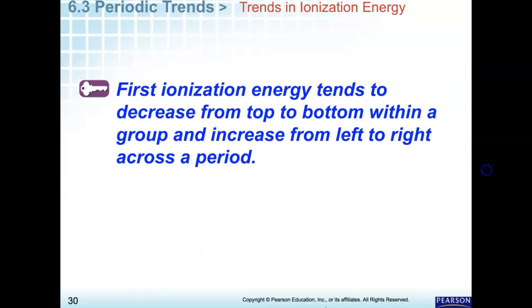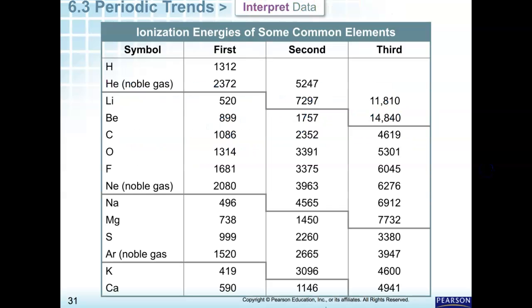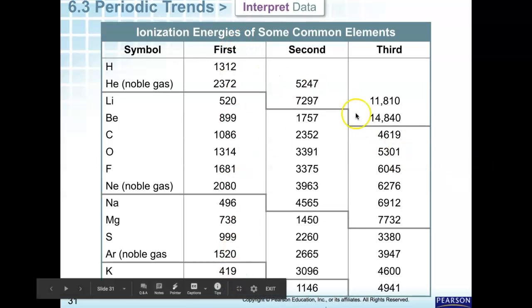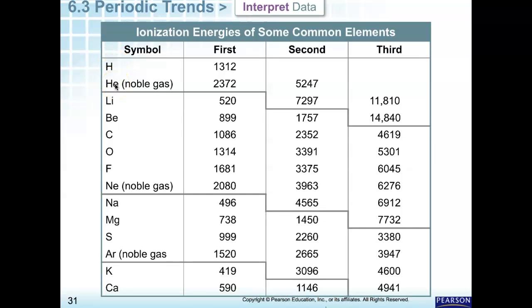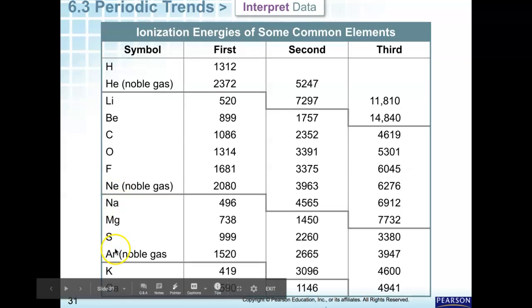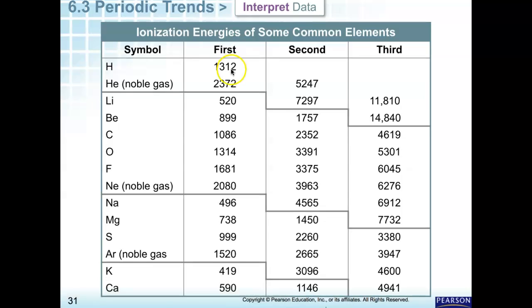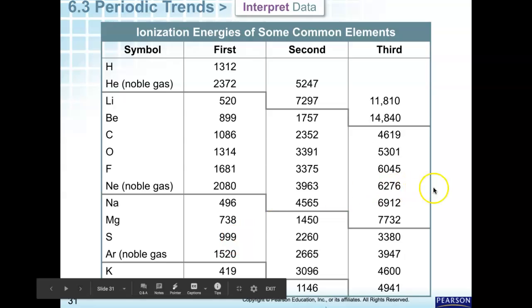So let's move on. The first ionization energy tends to decrease from top to bottom within a group and increase from left to right. When I look at this chart, we're only going to consider the first ionization energy. You can see that hydrogen and helium are in the same period. Lithium through neon, same period. That's the second period. Here's the third period, fourth period. You can clearly see that as you go across the period, you are increasing in your ionization energy.